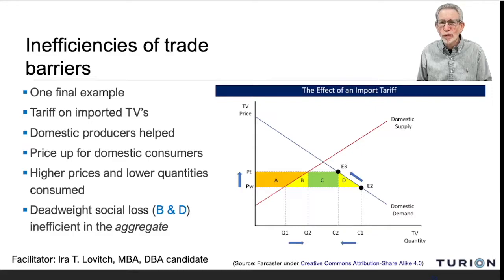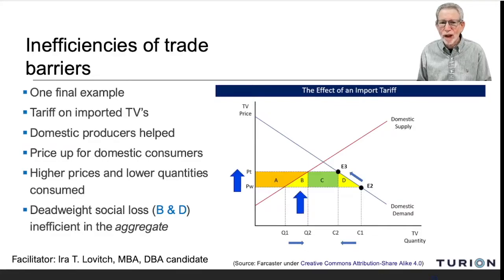Domestic producers, of course, are helped because the higher price makes consumers reluctant to buy the imported goods and more likely to buy the domestic produced televisions. The price is up for domestic consumers, so domestic producers are helped. The higher prices and lower quantities are going to be consumed, though, overall, because of the higher price. But then there's something called the deadweight loss that's identified in this graphic. And that's the yellow areas which are B and D.